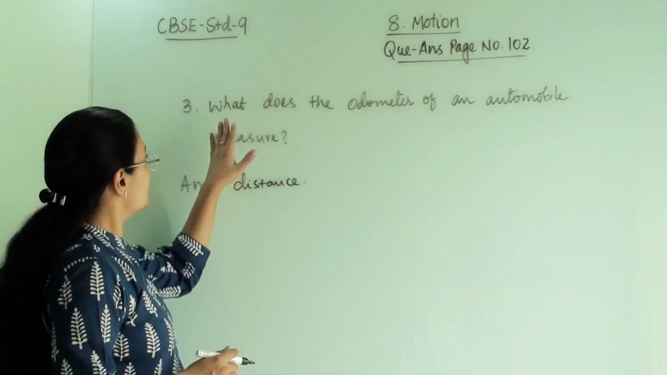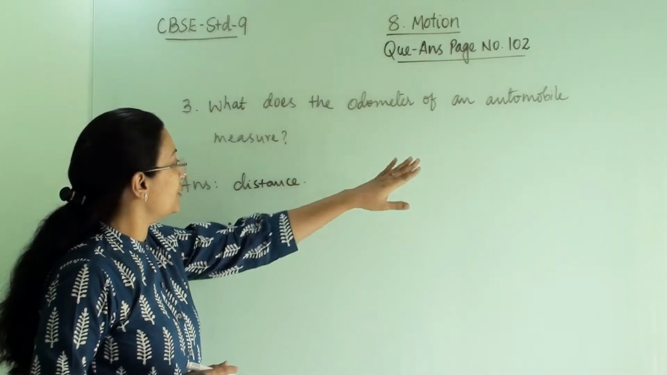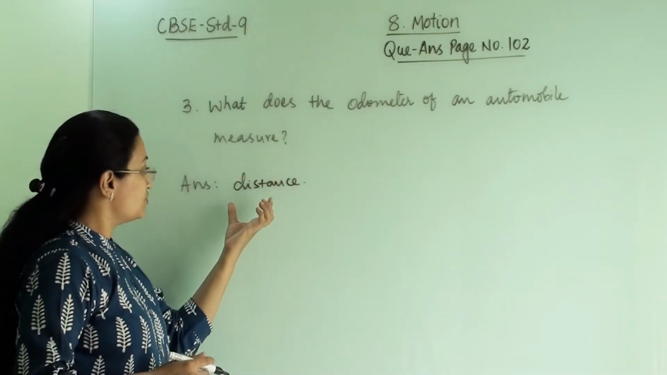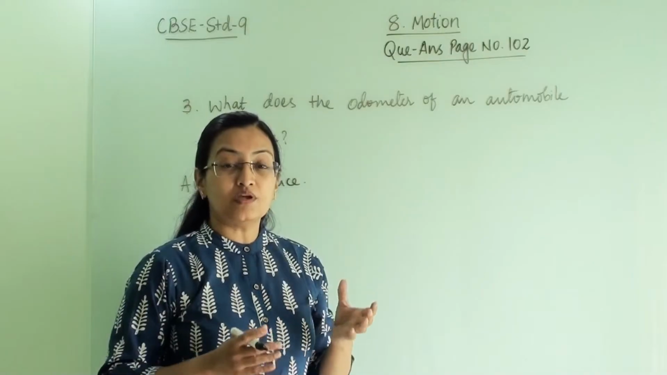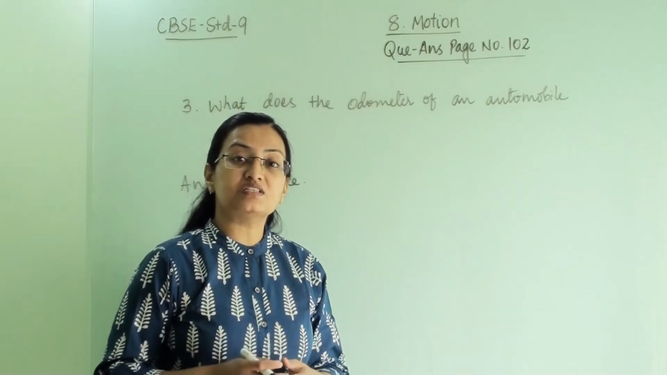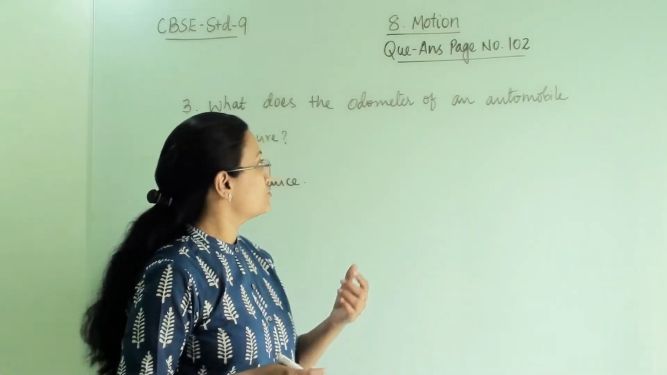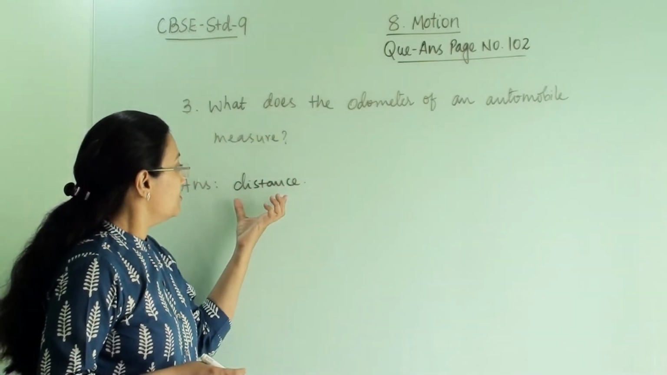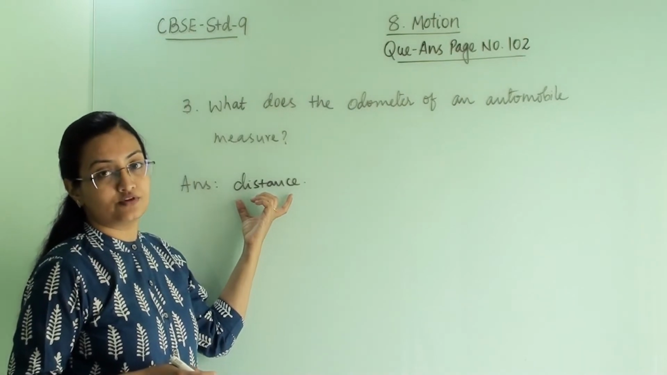The third question is: what does the odometer of an automobile measure? It measures distance. It measures the total travel of a vehicle, and it also records per trip distance. So the odometer measures the distance of an automobile.